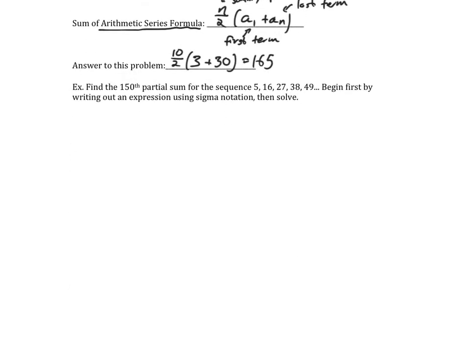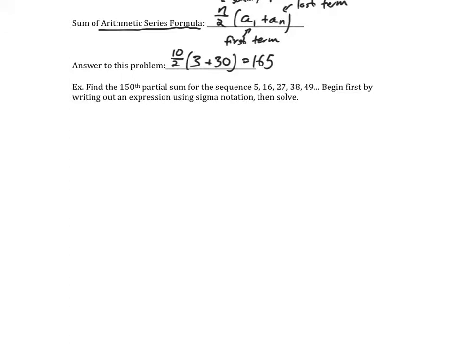All right, so example here. Find the 150th partial sum. What that means is just find the sum of the first 150 terms, sorry, not 150 sequences. Find the 150th partial sum for the sequence 5, 16, 27, 38, 49. Begin first by writing out an expression using sigma notation, then solve.